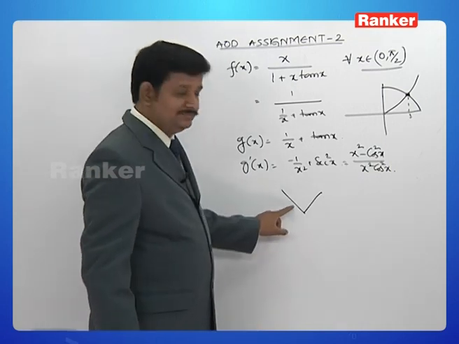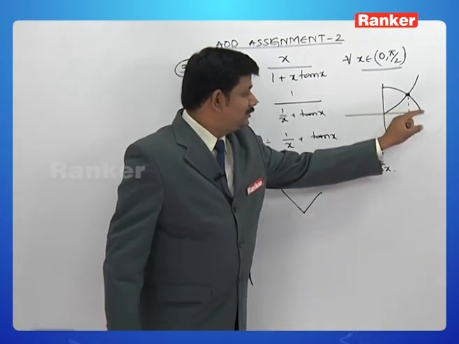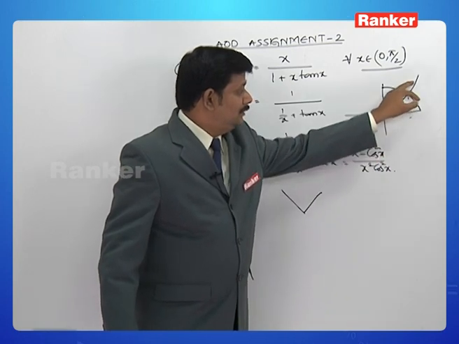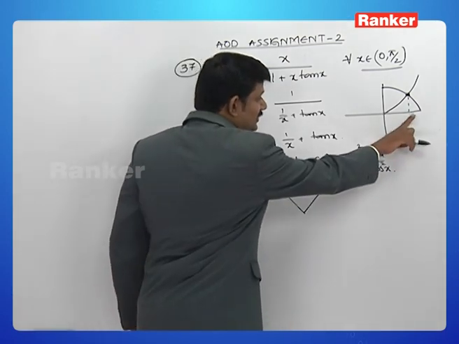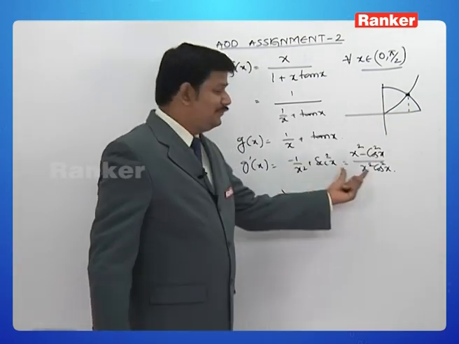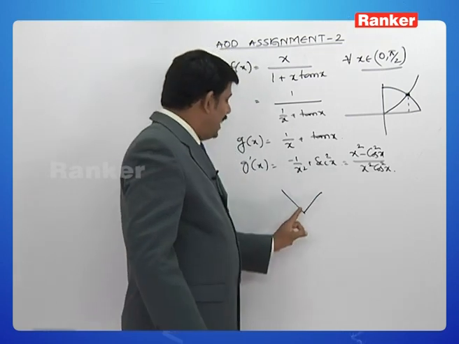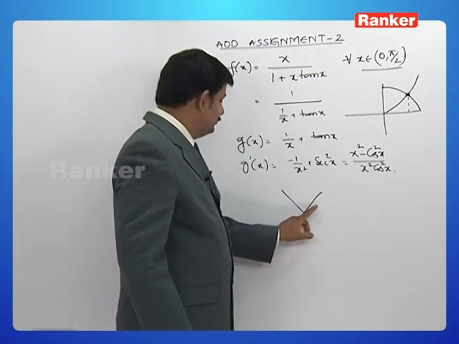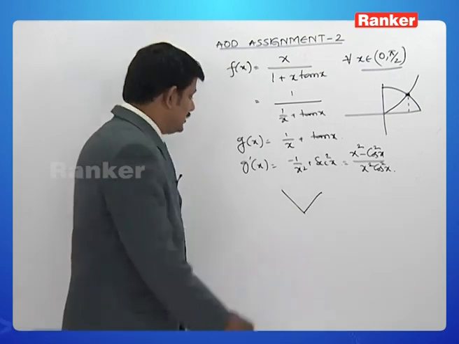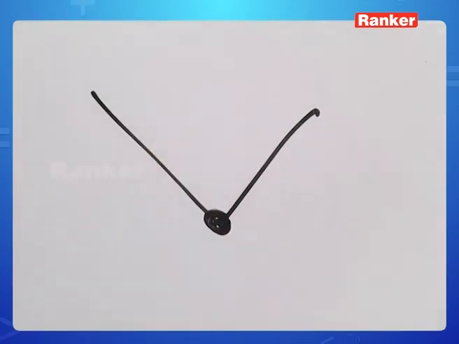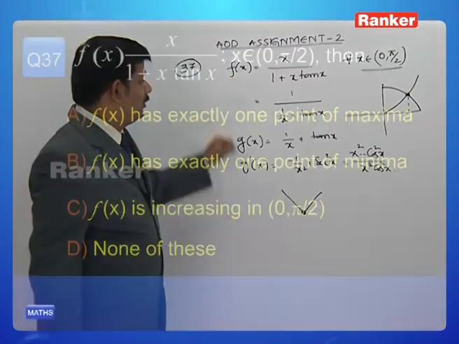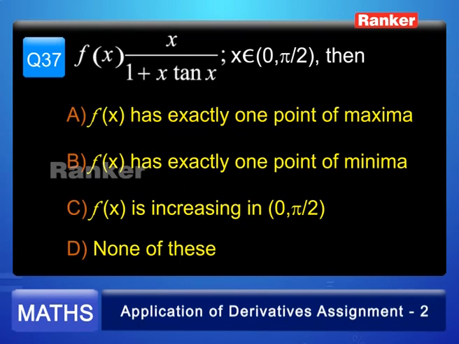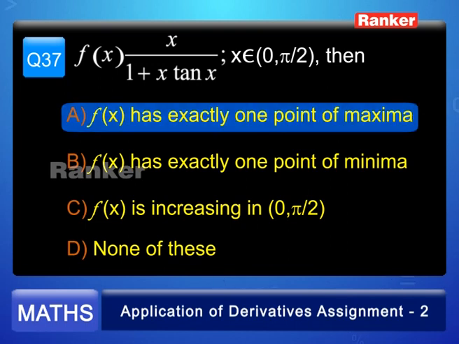Initially g dash x is negative. After this point, g dash x is positive. So, there exists exactly one point where g dash of x is 0, and after that point g dash is positive. Before that point g dash is negative. So, for the function g, this is a point of local minima. So, for the function f, it will be a point of local maxima. So, f of x has exactly one point of local maxima, which is option A.